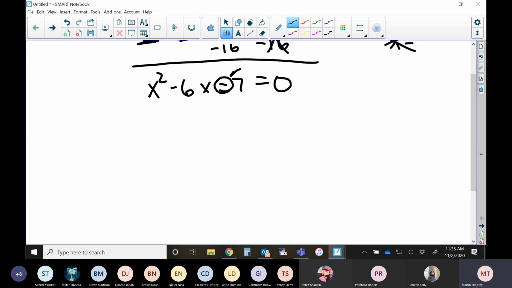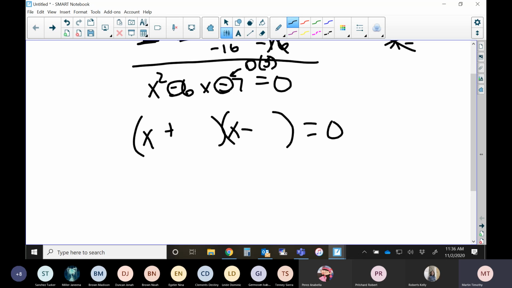This says different signs. This says that I'm going to subtract. This says the bigger number's negative. So I know when I do my bubbles, one's going to be plus, one's going to be minus. I need two numbers that multiply to 7 but subtract to 6. Two numbers that multiply to 7 but subtract to 6 are 7 and 1, and the bigger number is with the negative, so I put the 1 here and the 7 here.